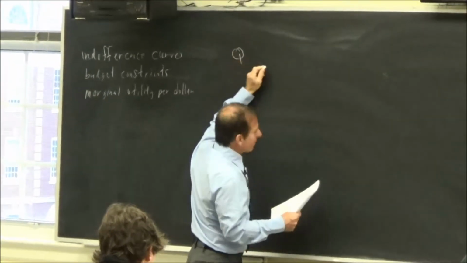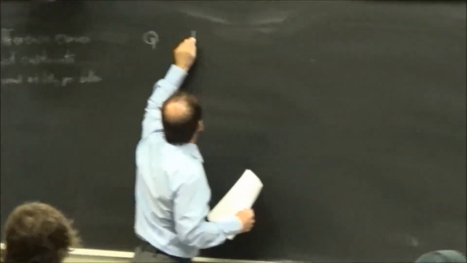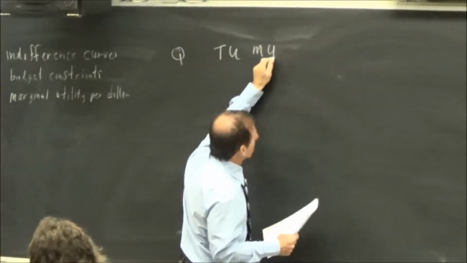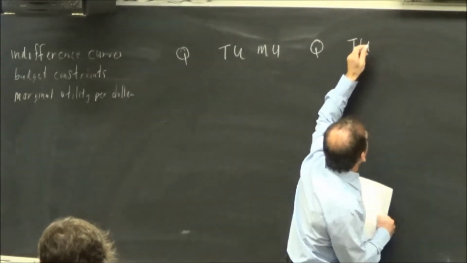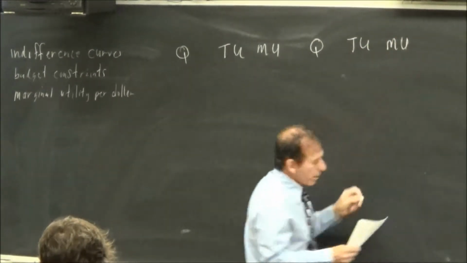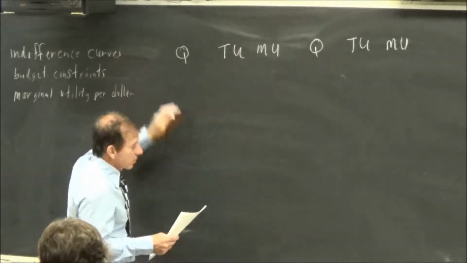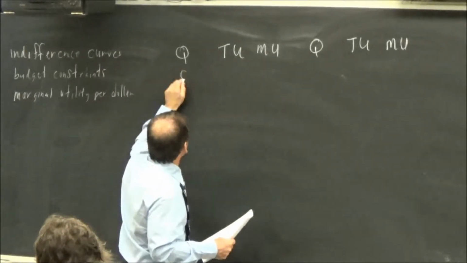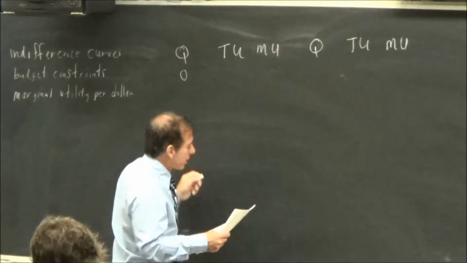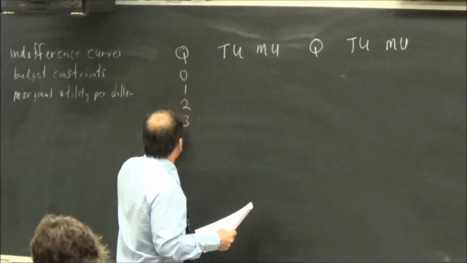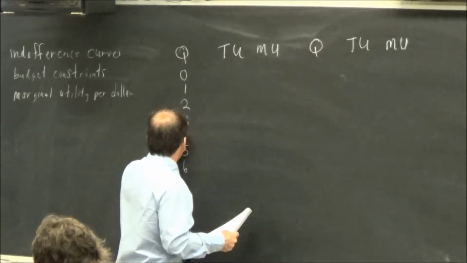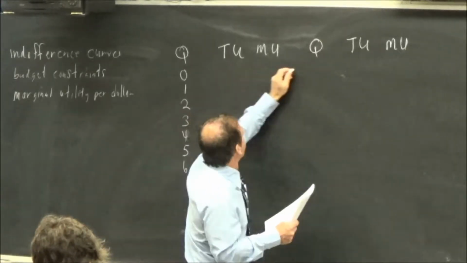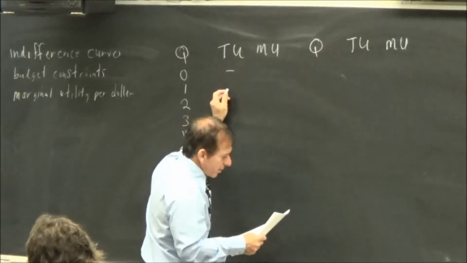So here's your quantity, here's your total utility, marginal utility, and then quantity, total utility, and marginal utility. So now, what I'm doing, I'm starting off with indifference curves, right? And just giving you some information. It's all on the web page or on my notes. So if you copy those, then you're in good shape.